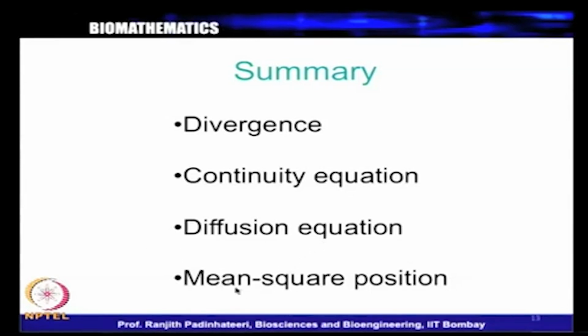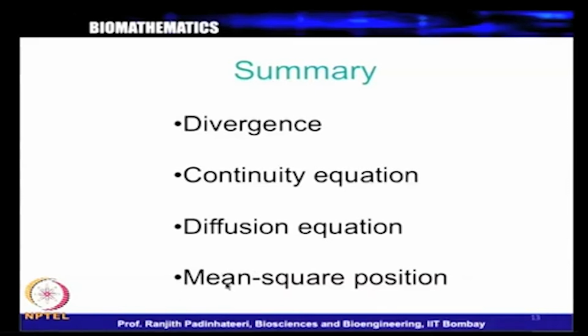We also learned that the average position and mean square position of any particle after a particular time can be calculated by some equation, which is x square average and x average. Sorry, x square average and x average will tell you how much things would have moved. So this is what we learned in this class.